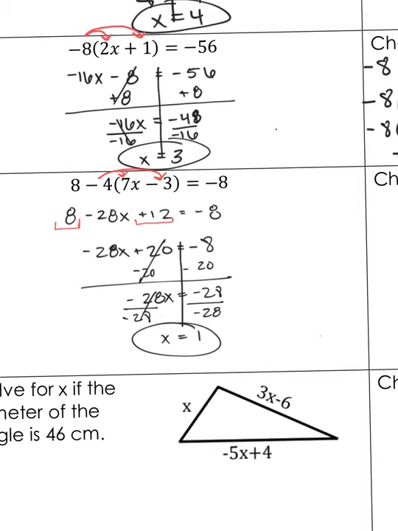To check the answer for this one, it would be exactly the same as the other two. Take the solution that you got for x, substitute it back into your original problem where x is, and make sure your equation is balanced.